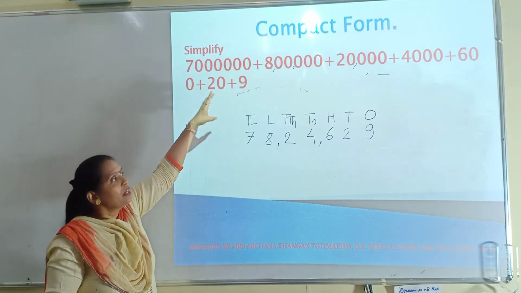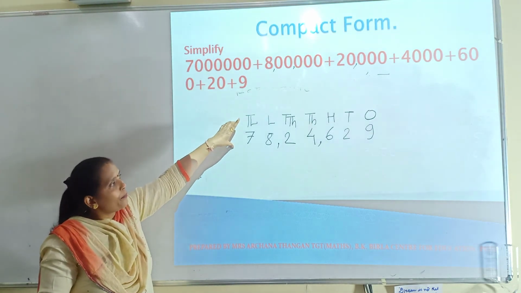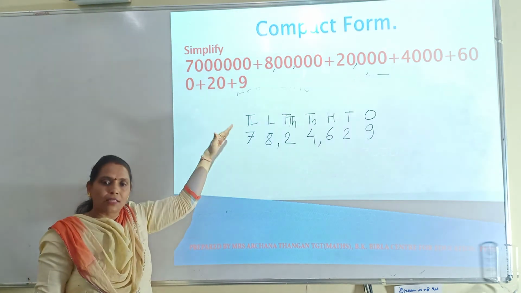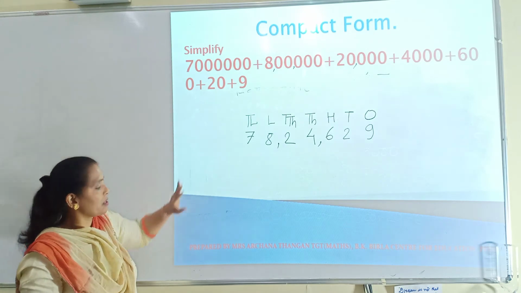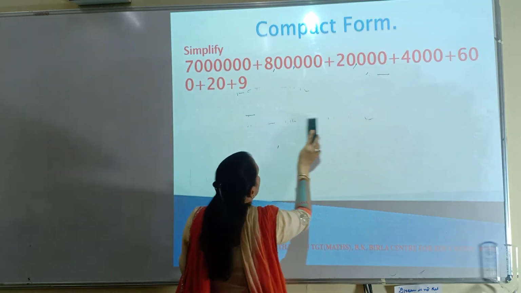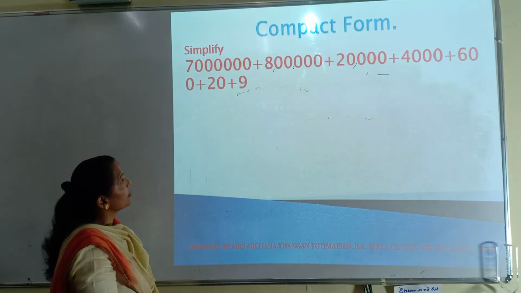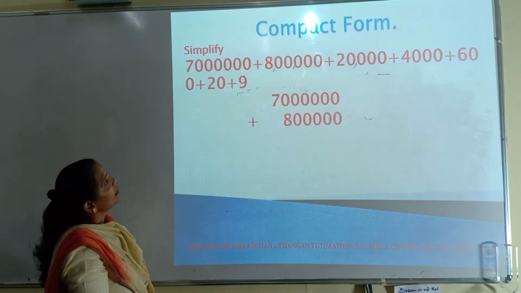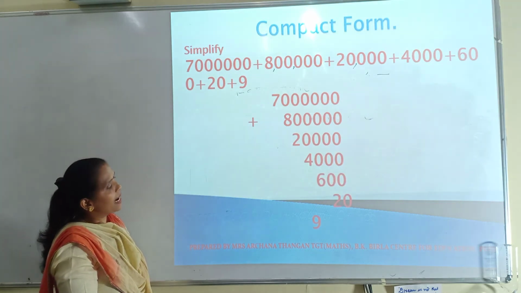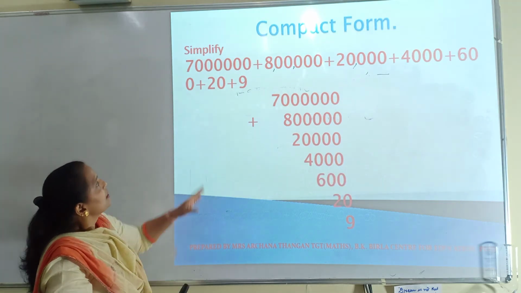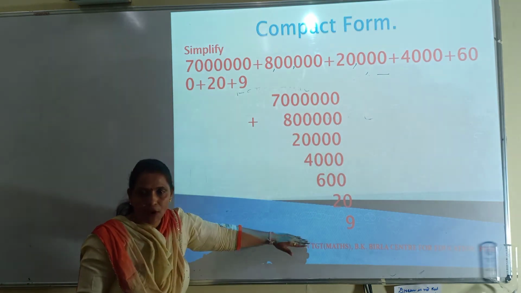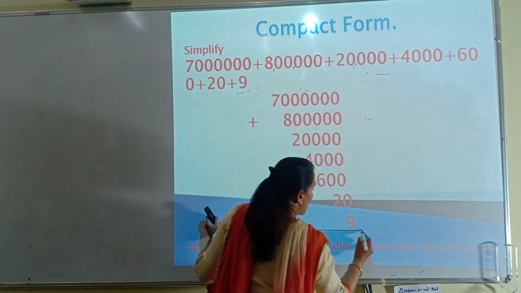Expanded form is given. You can write in a compact form. Or you can add this number in vertical manner. You will get the answer like this. But this is a shortcut method. See this number, same number I added in a vertical form. This is 70 lakhs. Everything I wrote in a vertical form. You will get the same answer.